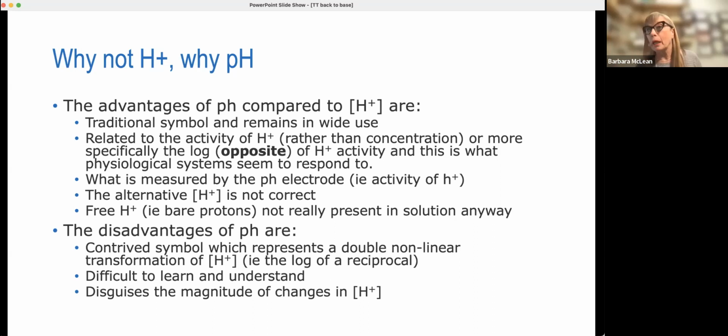Because that's really what we care about. The pH is a symptom of the presence or absence of hydrogen ion. Hydrogen ion is up, pH goes down. The advantages are, this is what we're used to. That's what we've always done.